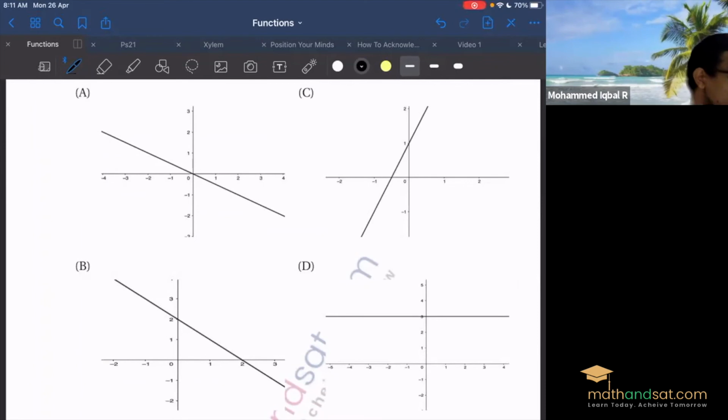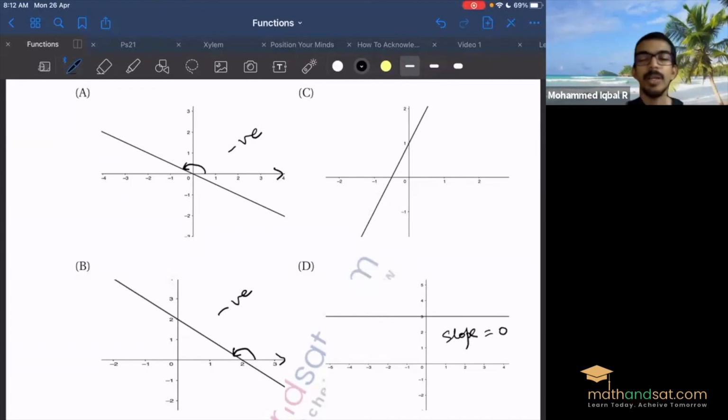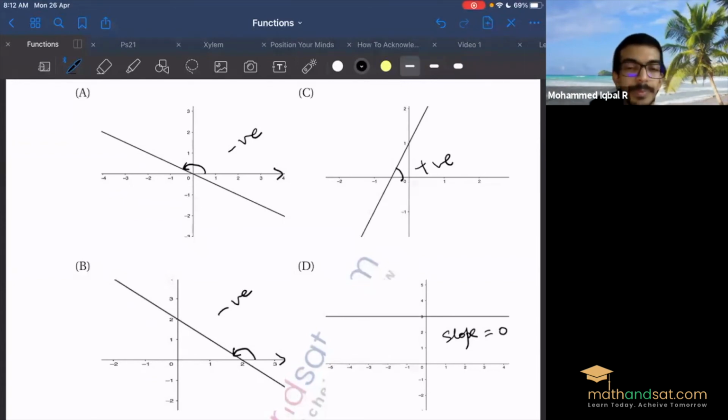See, here the graph is making an obtuse angle with the positive direction of the x-axis. Here also it is making an obtuse angle with the positive direction of the x-axis. So here slope is negative. Here slope is negative. And this is a horizontal line. For a horizontal line, do not forget, the slope is 0. And here it is making an acute angle with the x-axis. Here slope is positive. Is that clear?